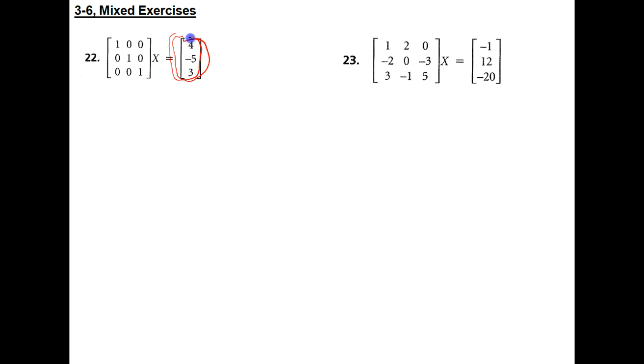Why is that our answer? Madison? You're multiplying it by an identity. An identity is the same thing as what number? 1. Okay, 1. So this is like having 1 in front of your x. So 1x equals 4, negative 5, 3. That means 1 times something equals that. Well, the only way to get that is to have x be that something. So x has to be 4, negative 5, 3.